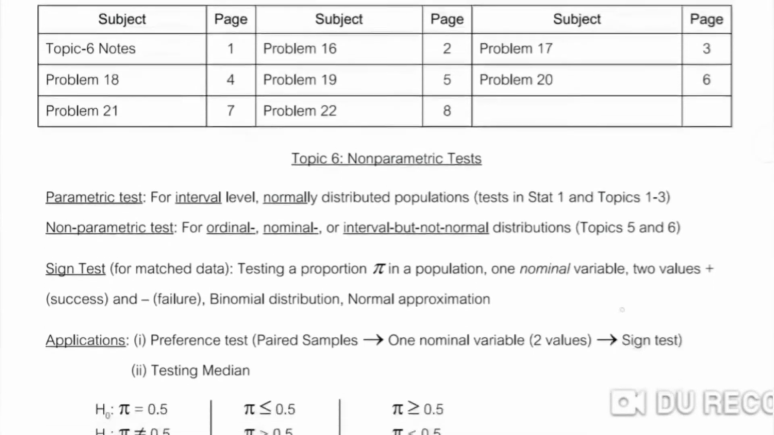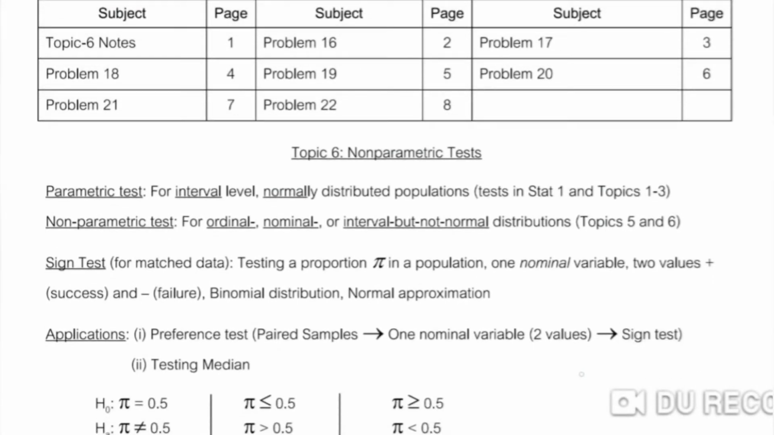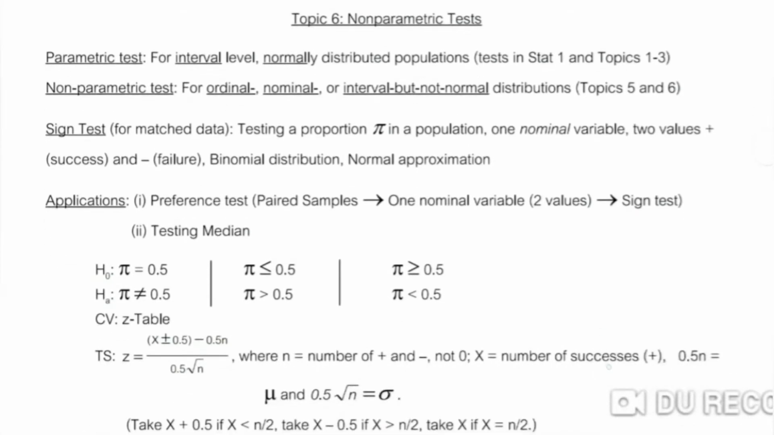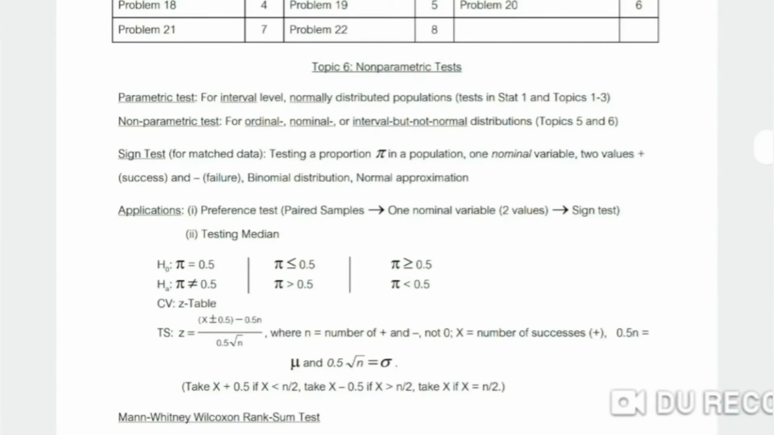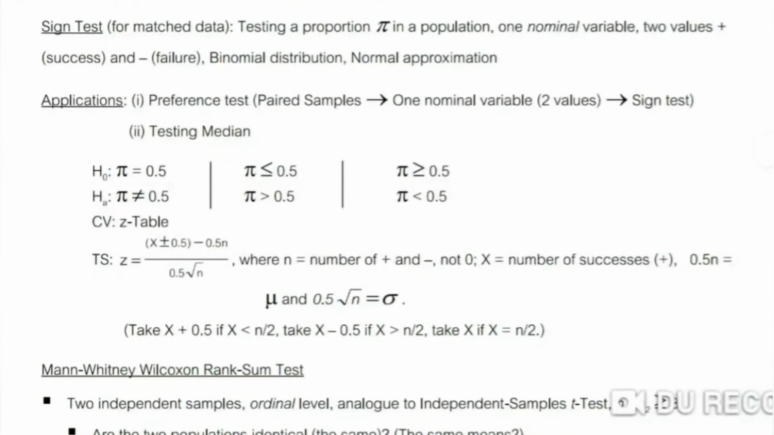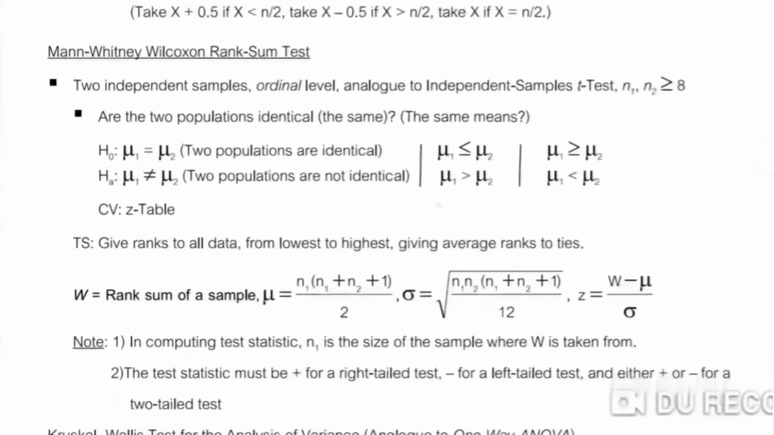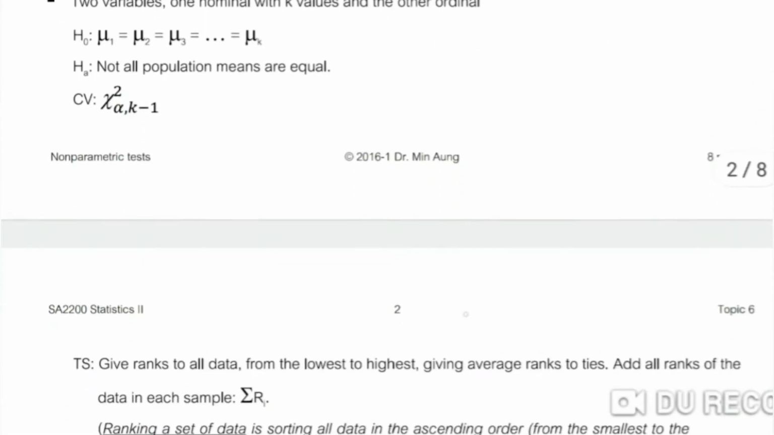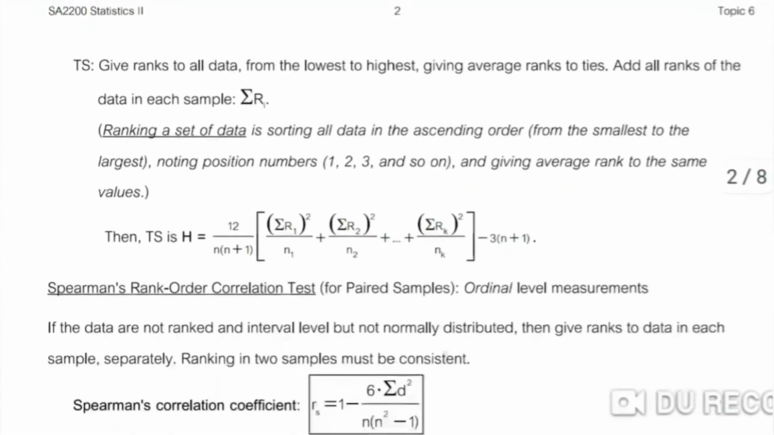What is a parametric test? What is a non-parametric test? You must know all clearly. After that, you have to remember all 4 tests. Number 1, sign test. 2, Mann-Whitney-Wilcoxon rank sum test. 3, Kruskal-Wallis test for analysis of variance or Kruskal-Wallis ANOVA.